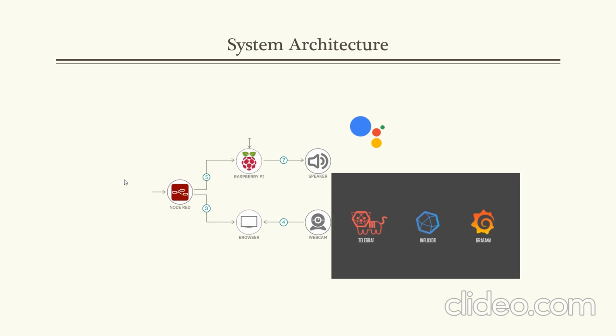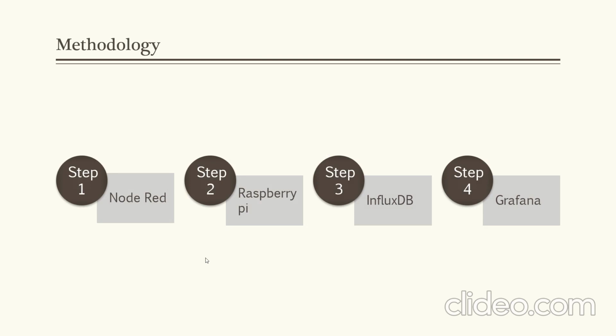The system architecture that we use in this final project is Node-RED, Raspberry Pi, and Telegraf. For data storage we use InfluxDB, and for visualization we use Grafana. The methodology will be Node-RED, Raspberry Pi, InfluxDB, and Grafana.